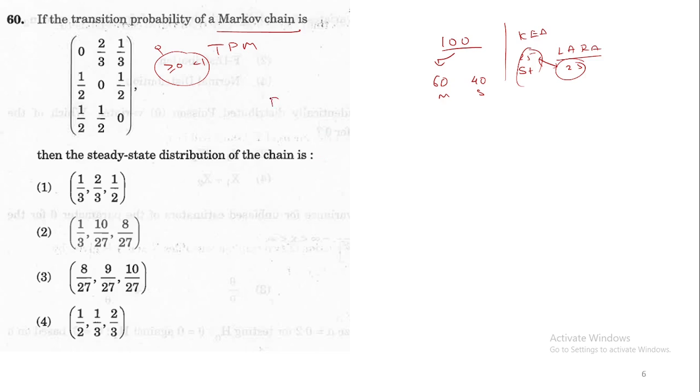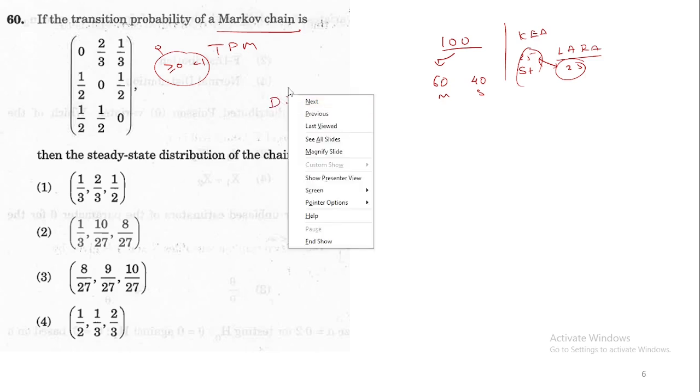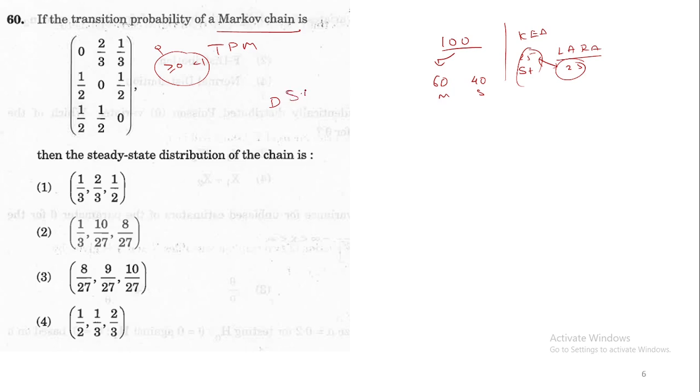There is a thing called a doubly stochastic matrix. What do we mean by a doubly stochastic matrix? The row sum is always 1, that is why you call it a transition probability matrix. If the row sum as well as the column sum are both 1, then the matrix is called a doubly stochastic matrix. Here you see the column sum 0 plus 1 by 2 plus 1 by 2 is 1, and here it is 2 by 3 plus 0 plus 1 by 2, which is not 1. So this is not equal to 1 and this is also not equal to 1. Therefore it is not a doubly stochastic matrix.